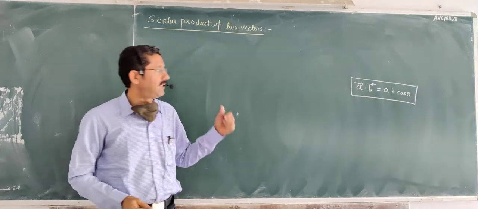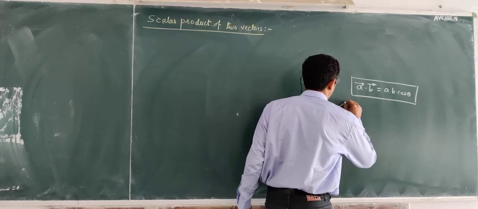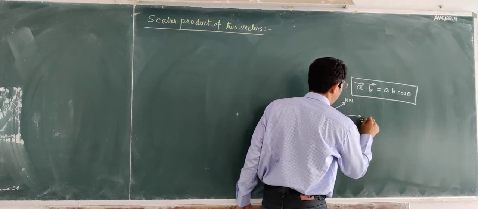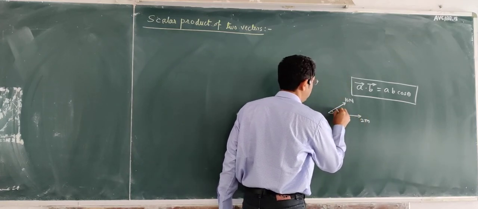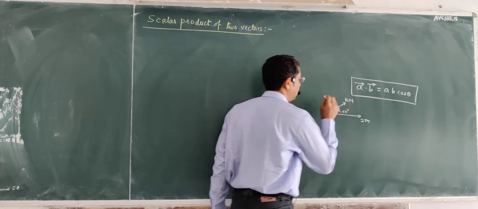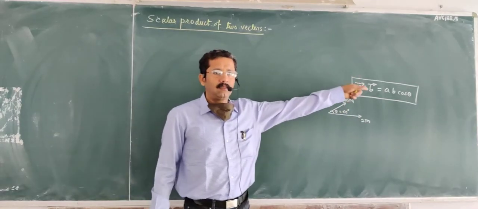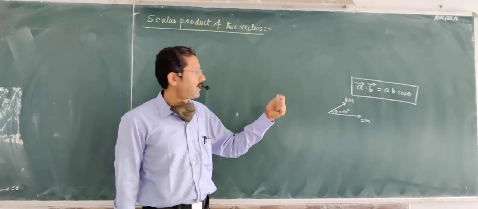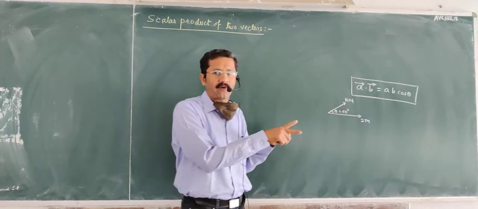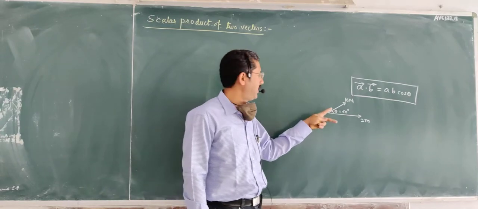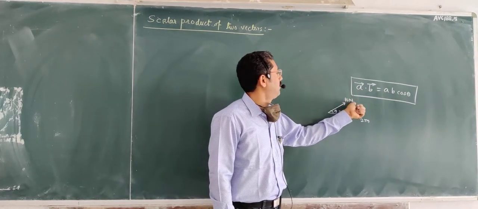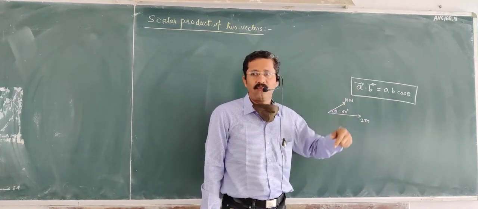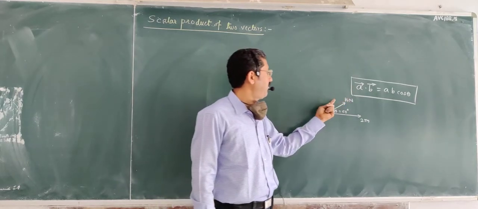For example, if the force acting on a particle is 10 Newton, and the displacement of the particle is 2 meter, such that the angle theta between them is 60 degree, this is the most proper situation to find the dot product. There are two vectors acting in different directions with angle 60 degree between them. The force is 10 Newton, the displacement is 2 meter.